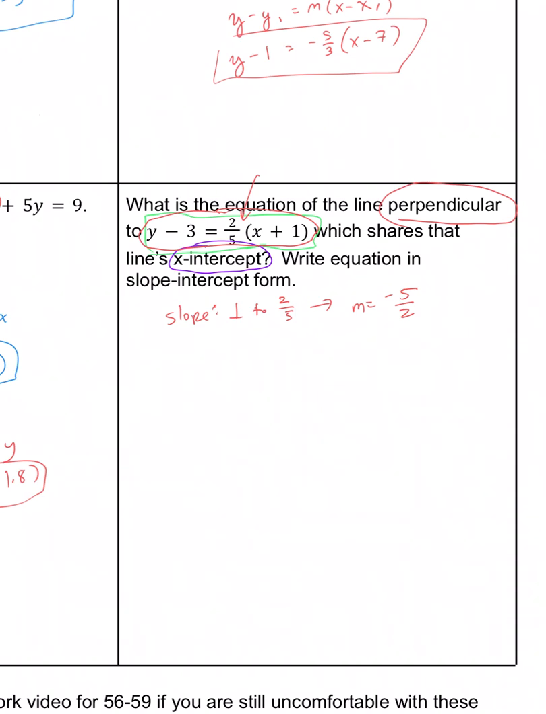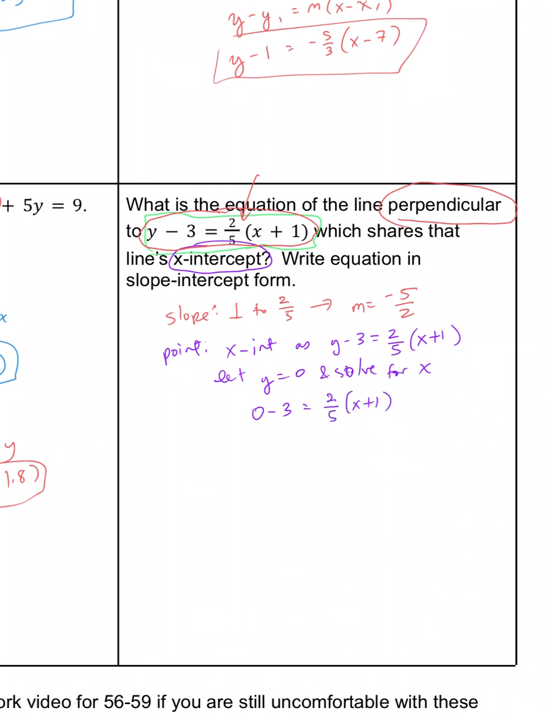Now, this line that we're trying to come up with also has the same x-intercept as this equation. So how do we find x-intercepts? Well, we did that in the last problem. We let y equal 0 and solve for x. So I'm going to plug in 0 for my y, and I'm going to solve for x. Now, 0 minus 3 is -3. I'm going to distribute this 2/5.